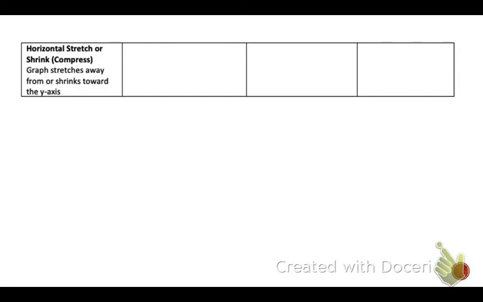Now let's talk about horizontal stretches or shrinks. This is when our a value is actually inside the radical. So an example would be g of x equals the square root of 3x. So remember, this is opposite of what you would think. This is an actual horizontal shrink by 1/3. It is not going to affect our domain or range. It won't shift it off the origin. It's just going to shrink it toward the y-axis.